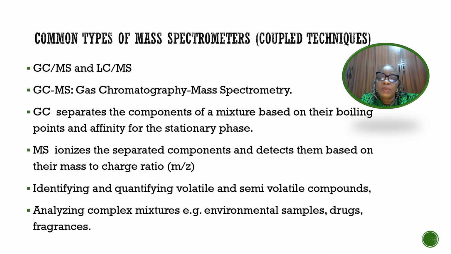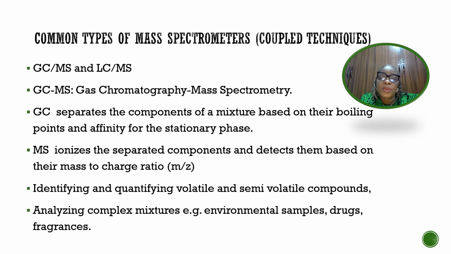What are the common types of mass spectrometers? We have two types, GC-MS and LC-MS. GC-MS is called gas chromatography mass spectrometry. It's a technique that combines the separation power of gas chromatography, GC, with the identification capabilities of mass spectrometry.